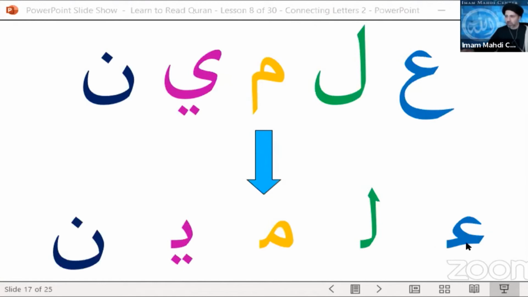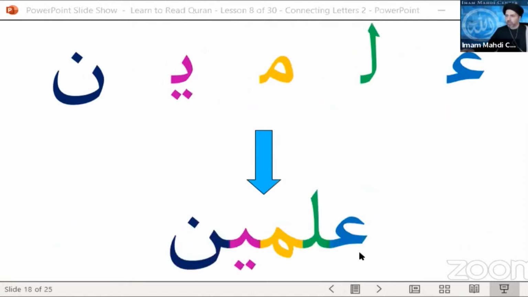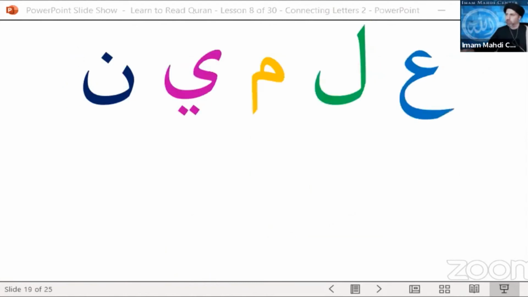You've seen the lowercase of the Ain when it's the first letter. It's this form. You've seen the lowercase Lam a few times. You've seen Mim a few times already. This is lowercase Mim. You've seen the Ya, that it looks just like the Nun, Ba, Ta, and Tha in its lowercase form, except it has 2 dots underneath. And you've seen the Nun at the end of a word. It stays in its full form. And now here's how they connect. Lowercase Ain, lowercase Lam, lowercase Mim, lowercase Ya, lowercase Nun.